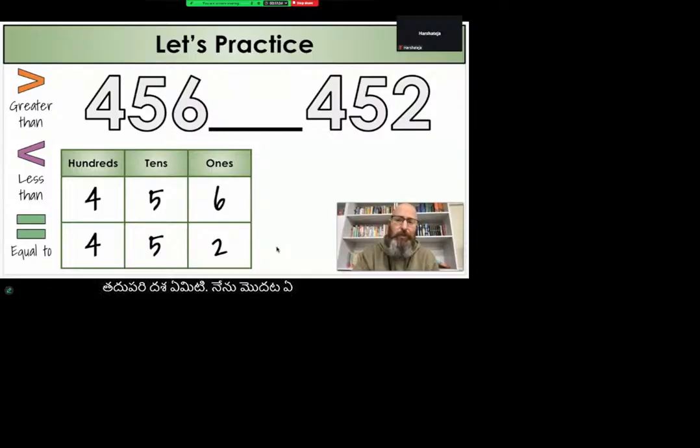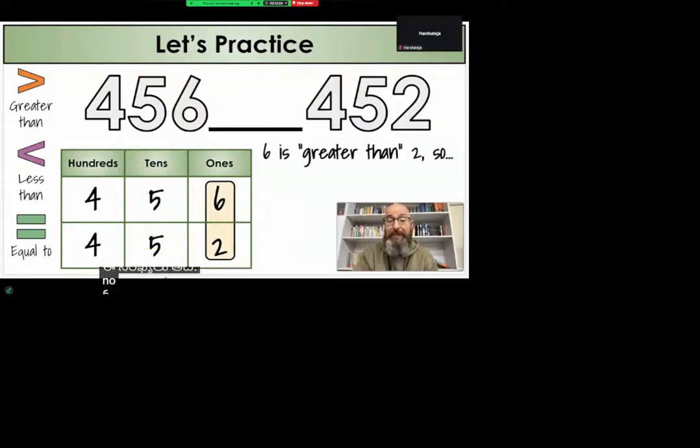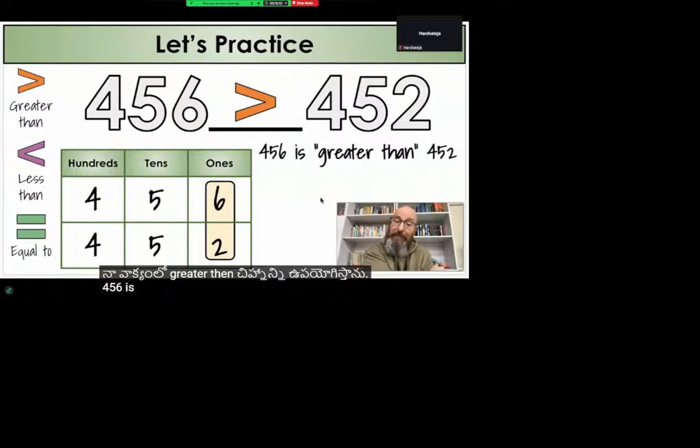What's the next step? What numbers do I compare first? The hundreds, that's right. Both those numbers are the same. 400 and 400, so I go to the tens place. Are 50 and 50 the same? They are. I go to the ones place. Are these numbers the same? No. 6 is greater than 2. So I'm going to use the greater than symbol. In my sentence, 456 is greater than 452.